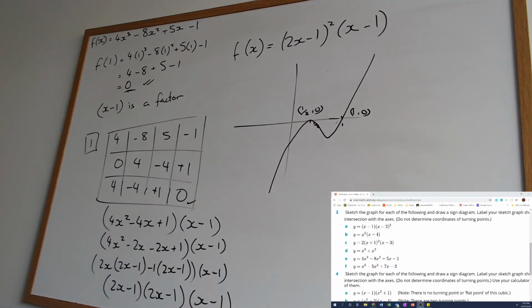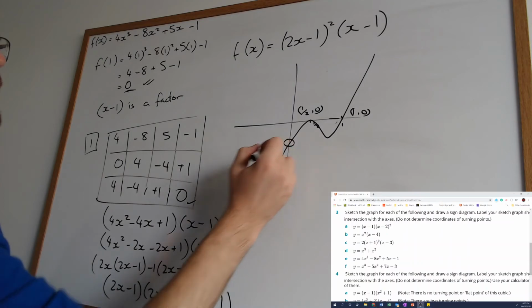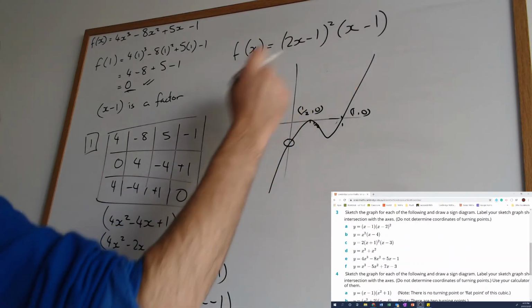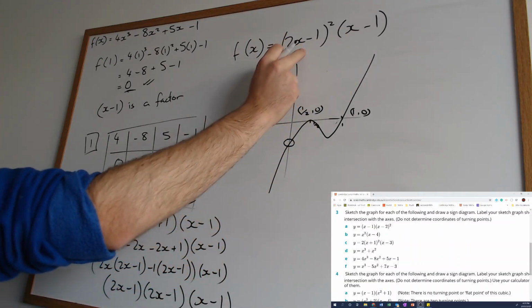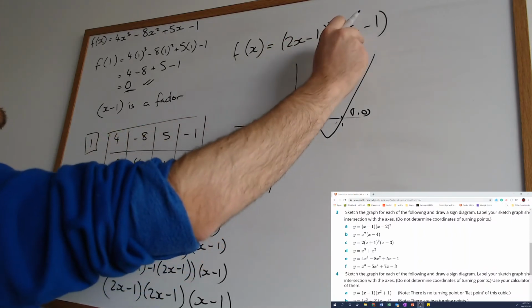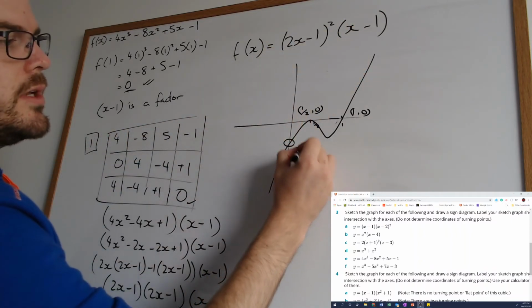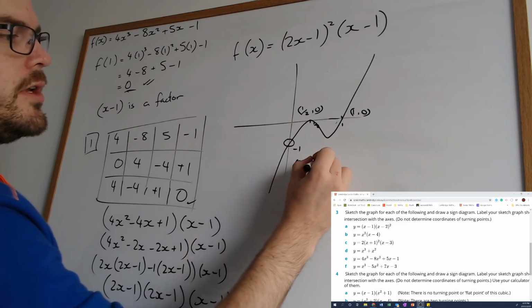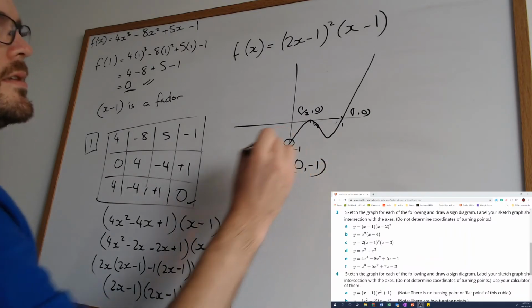And the last point that I need to find is this bad boy over here, our y-intercept. So when x is 0, I end up getting negative 1 squared is positive 1, times minus 1 would be negative 1. So that's the point, 0, negative 1, is that intercept.